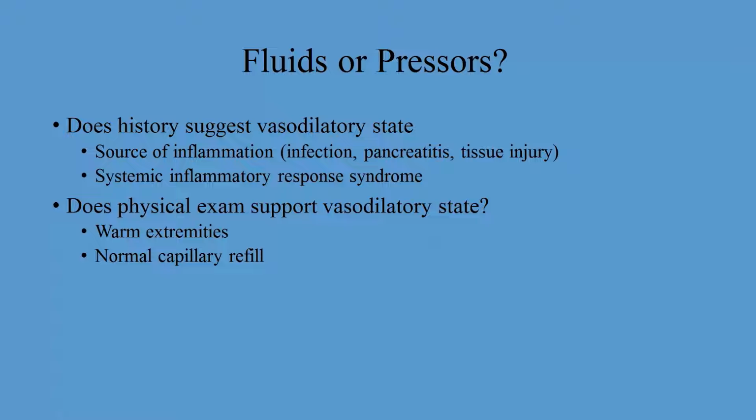Now, contrast this with the vasodilatory state or distributive shock. Again, the history: do they have a source of inflammation that fits? And are there any other systemic signs that there's a big inflammatory response? And on physical exam, because they're vasodilated, typically you'll have warm extremities and normal capillary refill. The difference between these two, in the old days a lot of people called warm shock versus cold shock. Warm shock being the vasodilatory state and cold shock being the vasoconstricted state.